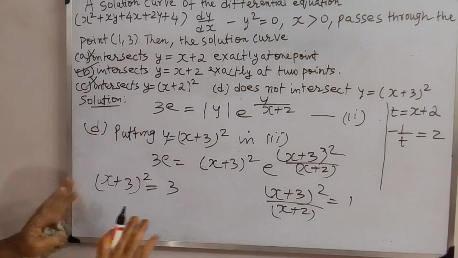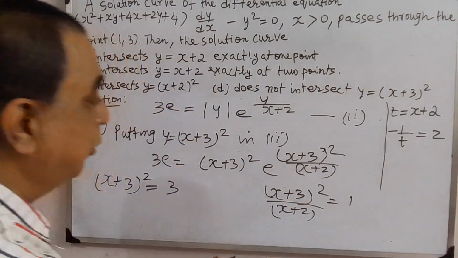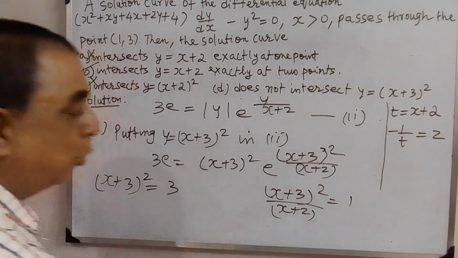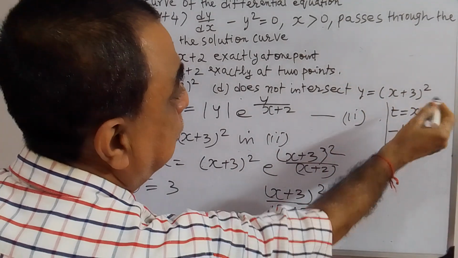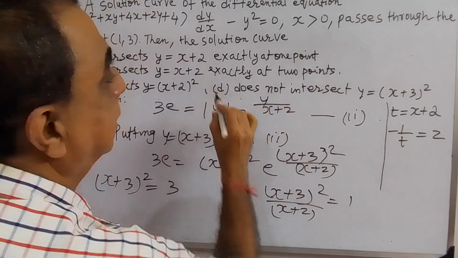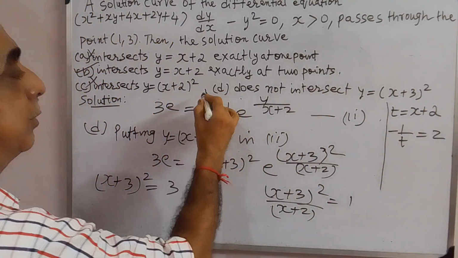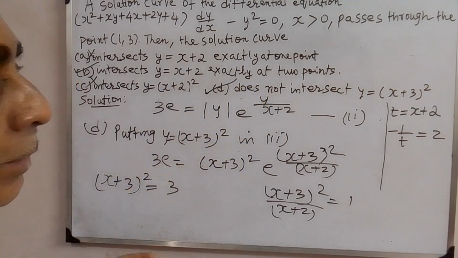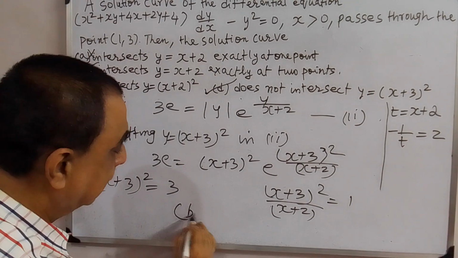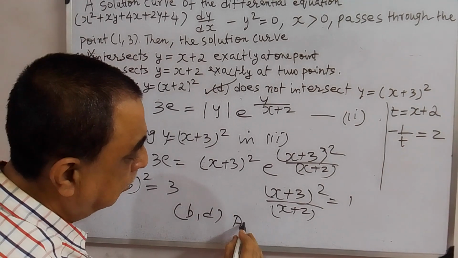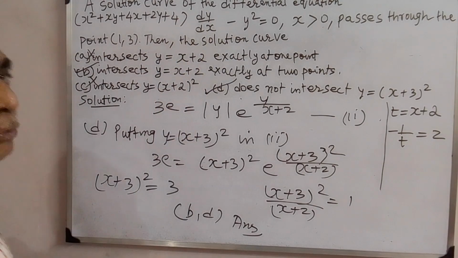Since we are not getting any value of x which satisfies both, y equals x plus 3 whole square does not intersect. It is already saying that it does not intersect, so it is correct. It does not intersect. Okay, so the correct options are B and D. So the correct options are B and D for the given question.